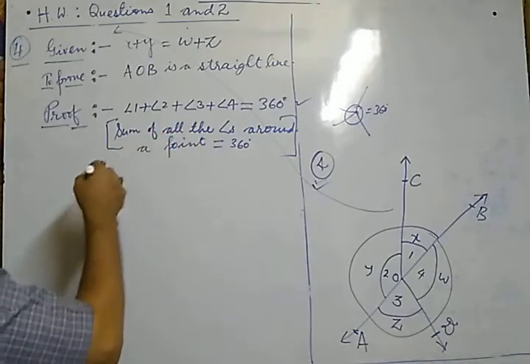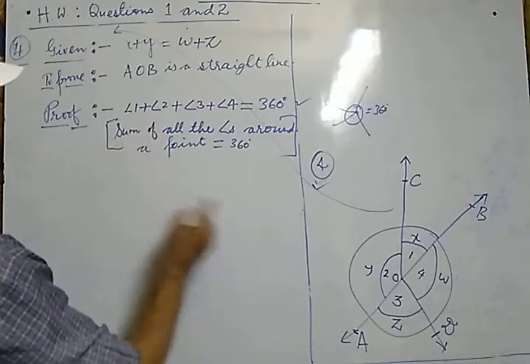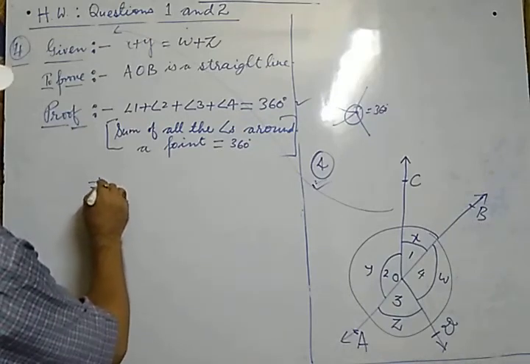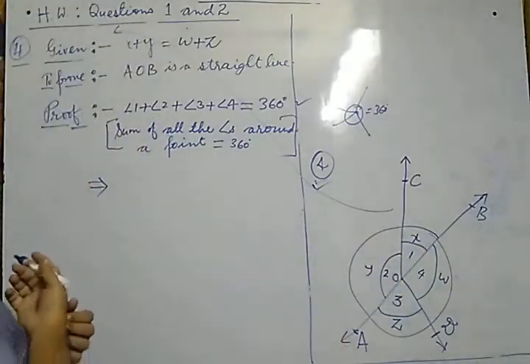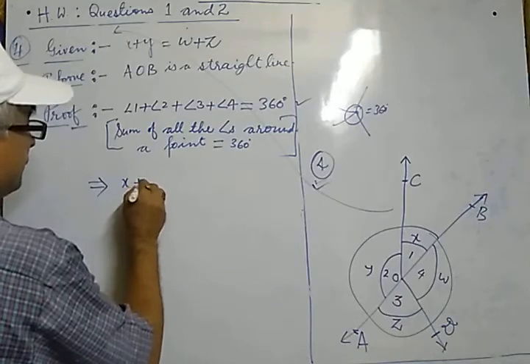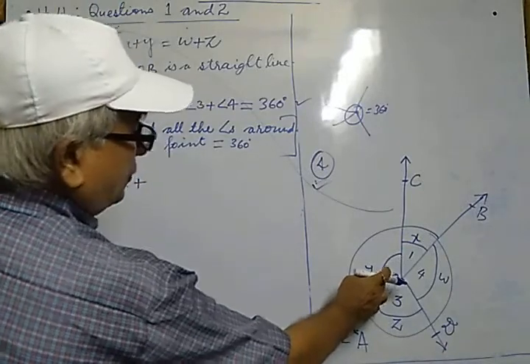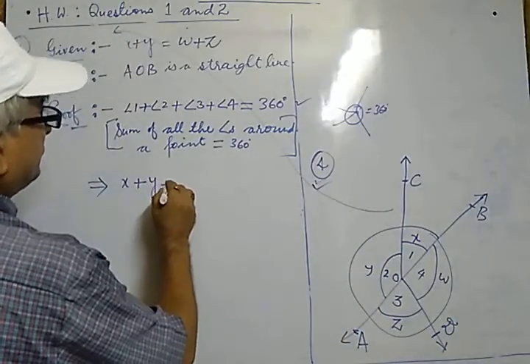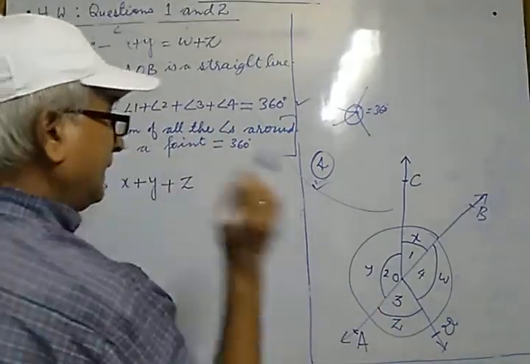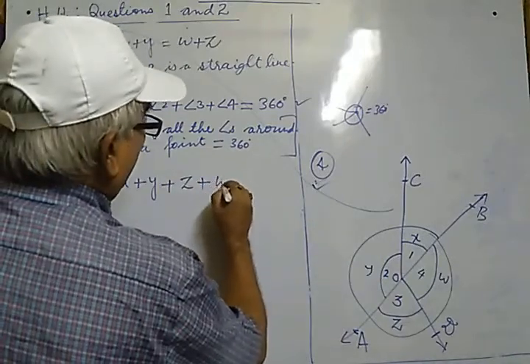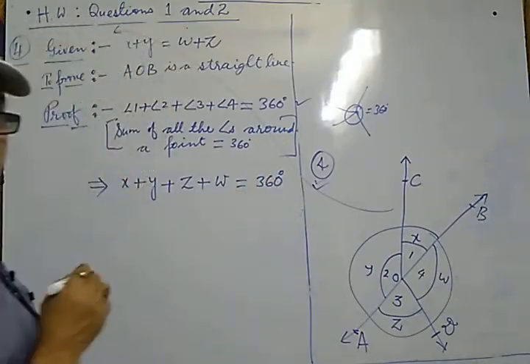Now after penning down the reason, we have to note down the value of angle 1 according to the figure. This implies angle 1, in the place of angle 1, x is noted down. So we note down x plus, in the place of angle 2, y. Angle 3 is z, and angle 4 is w, equal to 360 degrees. Am I correct?